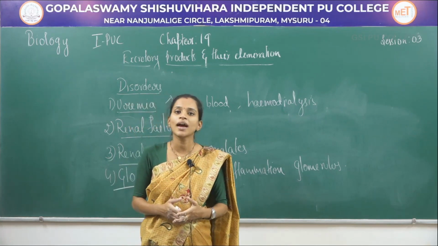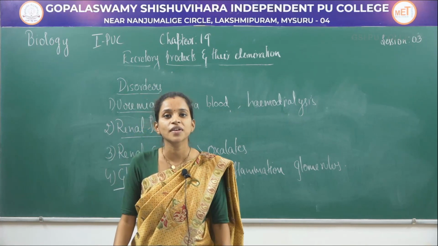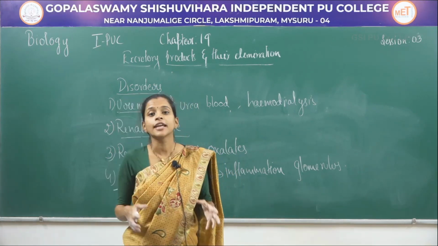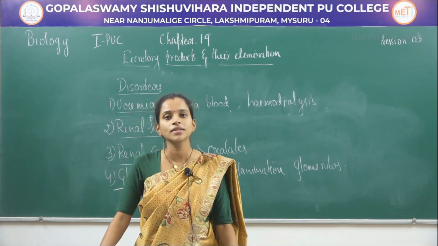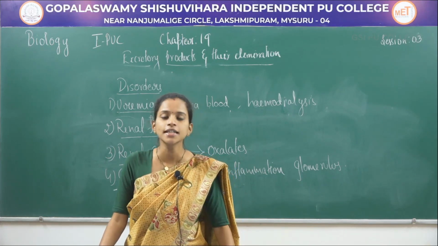In this chapter, we have discussed the human excretory system, different types of excretory products, the nephron which helps in urine formation, regulation of kidney functioning, micturition, the role of other organs which are involved in elimination of waste from the body, and finally the disorders.